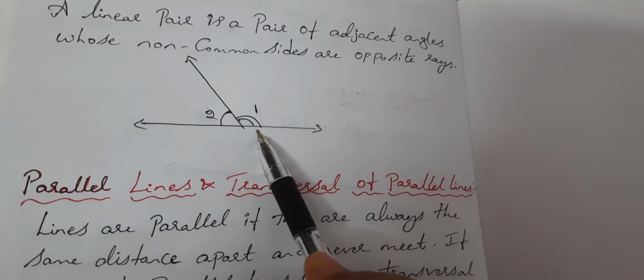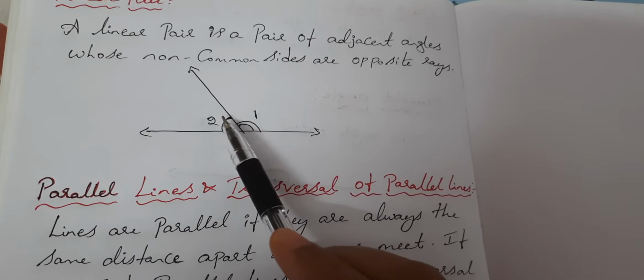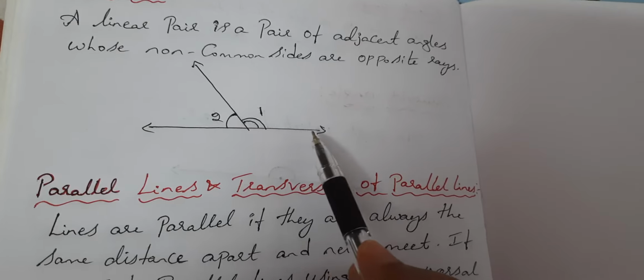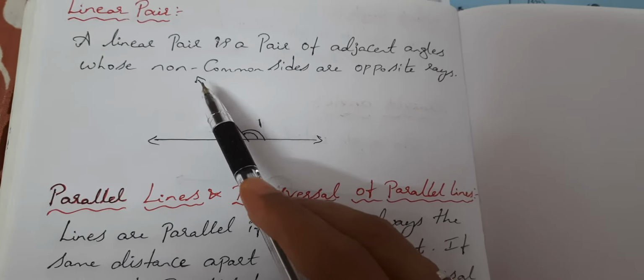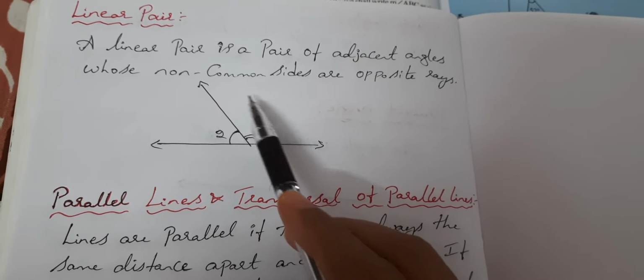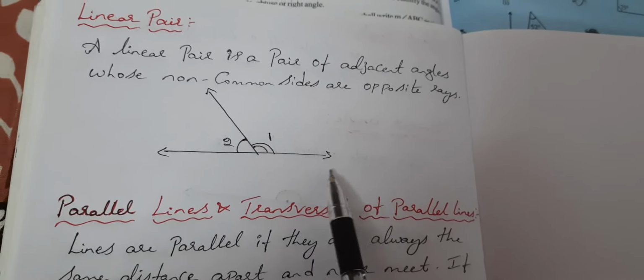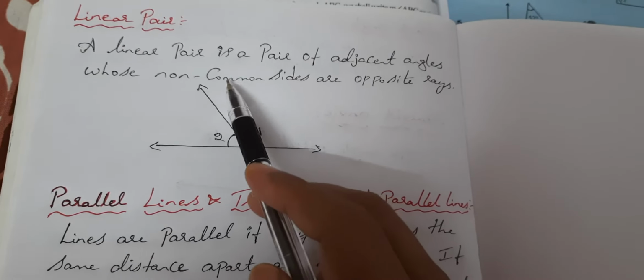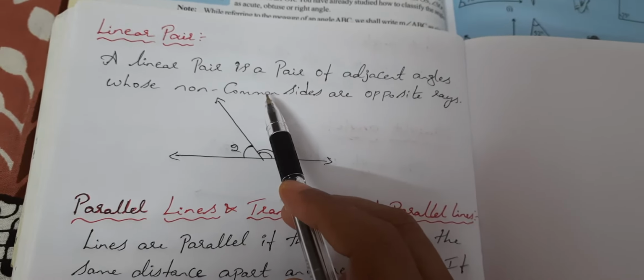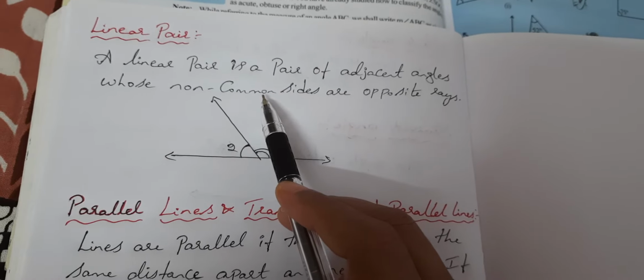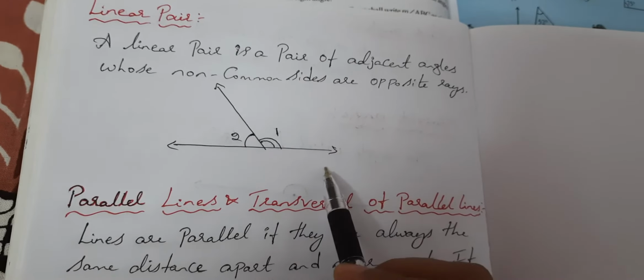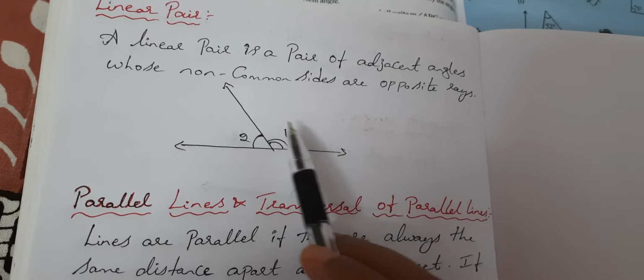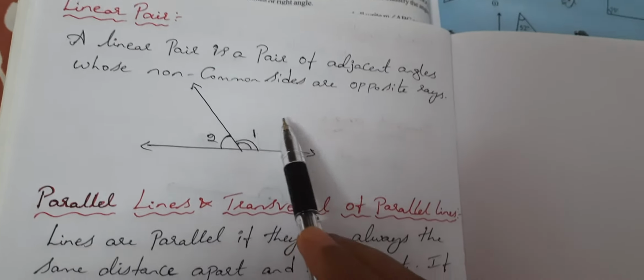Now you see, 1 is this side and 2 is that side. 1 is coming this side, the other one is going that side. So the non-common sides are opposite rays. This arrow mark is this side and that arrow is the opposite ray. So both are opposite rays. So it is called a linear pair.